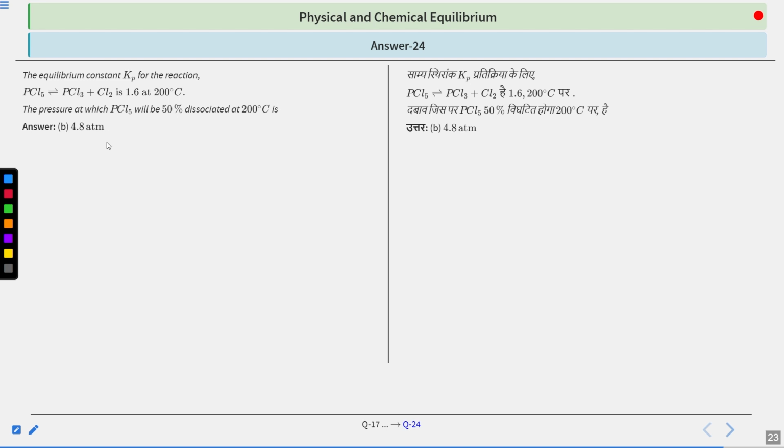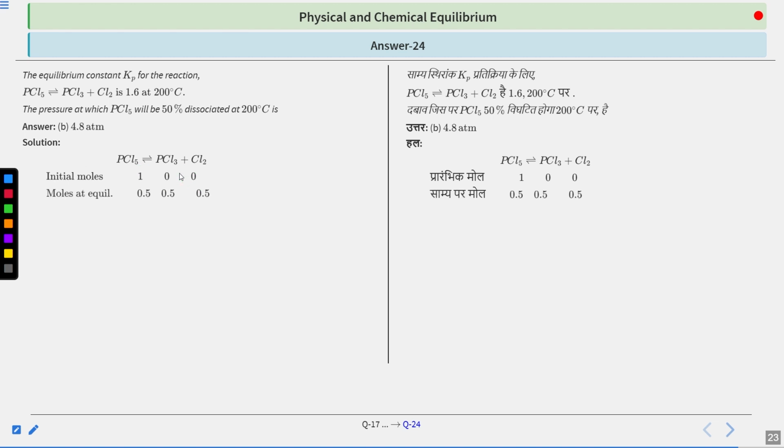For those who solved it, the correct answer is 4.8. Now, this was our equation according to the question. Initially we have only 1 mole of PCl5 and 0 moles of this and 0 moles of this. After the equilibrium is attained, it is said that 50% is dissociated. So we are moving from 1 to 0.5. 1 mole of PCl5 gives 1 mole of PCl3, and similarly we get 1 mole of Cl2 from 1 mole of PCl5. So from 0, it will also be 0.5. Now what will be the total number of moles? We will add these three, which will give us 1.5.